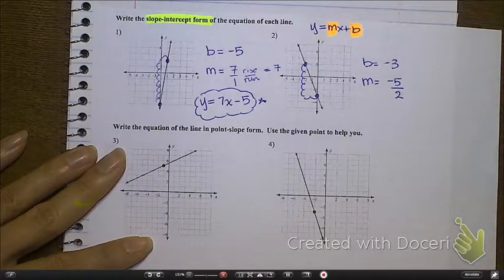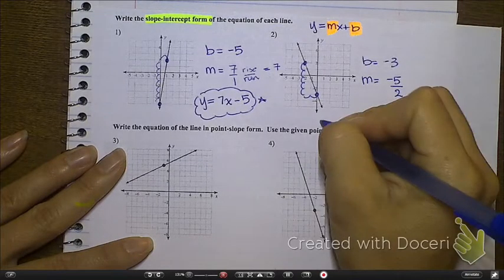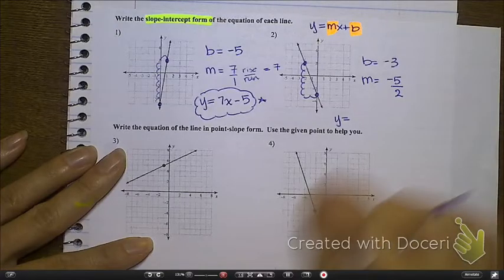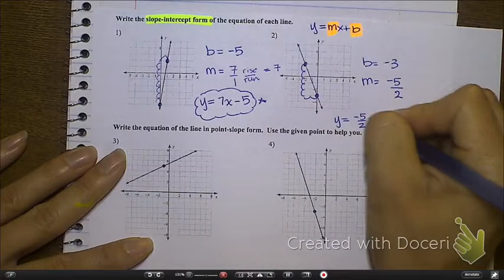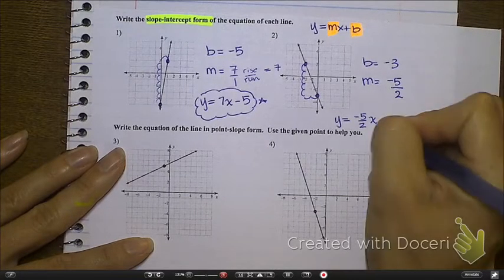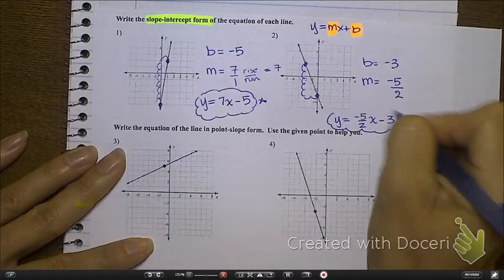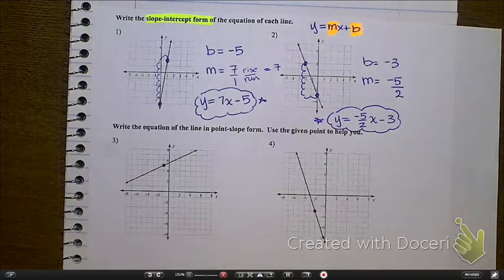All right, so now let's go ahead and write the equation of the line. So y equals mx plus b. What is m? -5/2 x plus -3. Well, am I really going to write plus -3? No, just write -3. Okay. How many of you were able to get that one right? Raise your hand if you did. Okay, nice work.